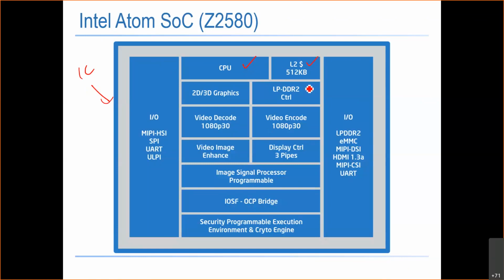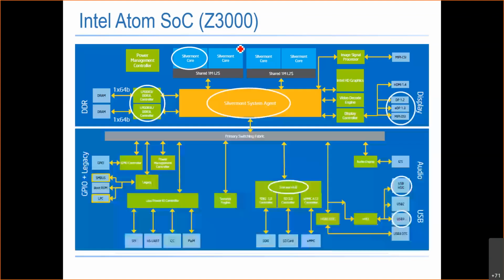Then we have a level 2 cache, a DDR memory controller, a 2D, 3D graphics controller, a video decoder, video encoder, display control pipeline, video image enhancer, and an ISP, image signal processor. There's a bridge, a crypto engine, and then some IO for DDR2, SD card, HDMI, UART, SPI again. So this is a single system on chip with so many things inside. The CPU is just one small thing in it.